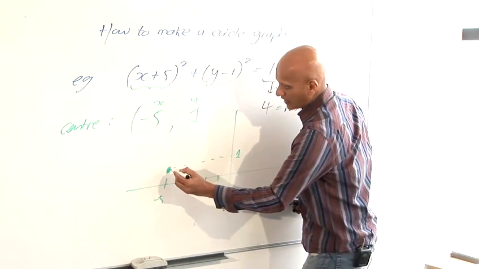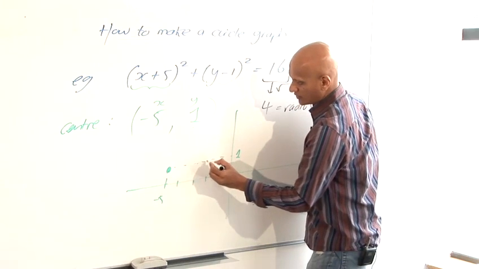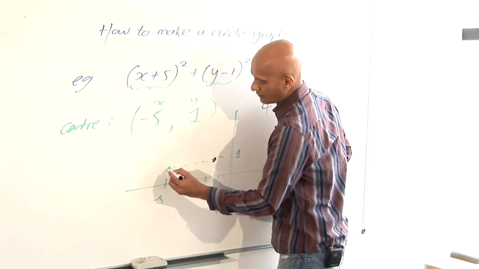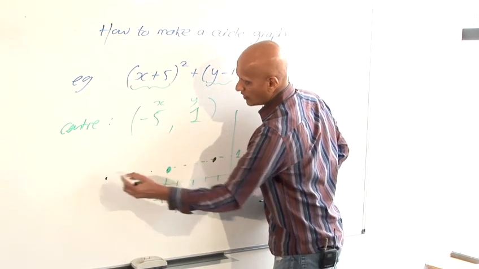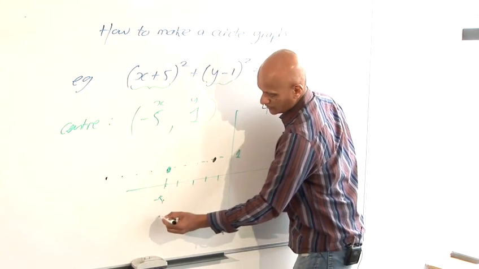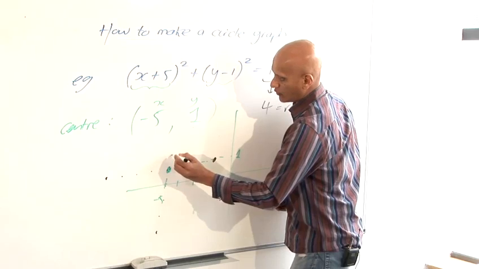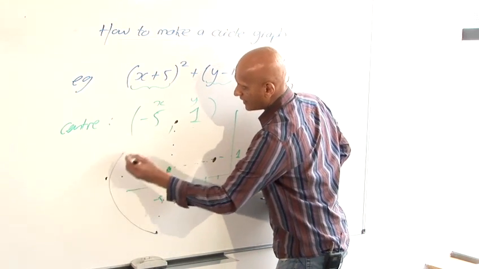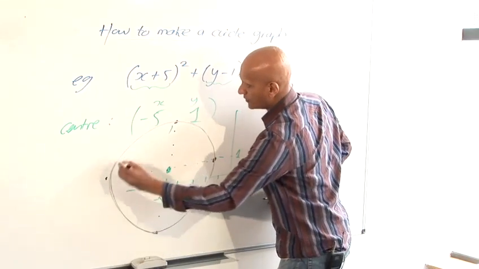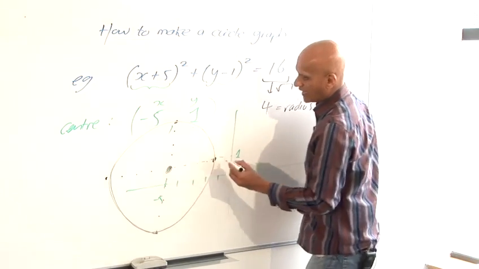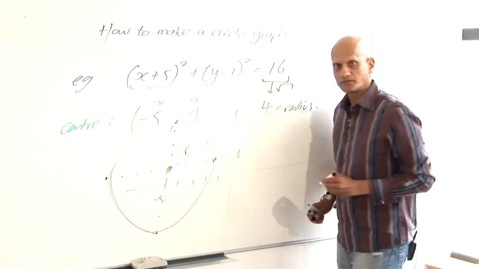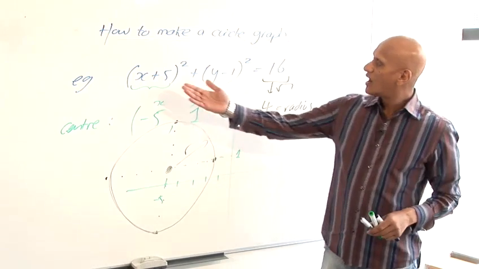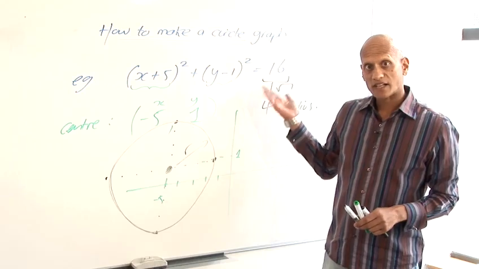I know if I go to the right by 4, 1, 2, 3, 4, that's one point on the circle. Or to the left by 4, down by 4, and up by 4. These are points on the circle, and I just connect them together to form my circle. There's the center of the circle, and its radius is 4. Now that's how to plot the equation of a circle when the equation is given to us in factorized form.